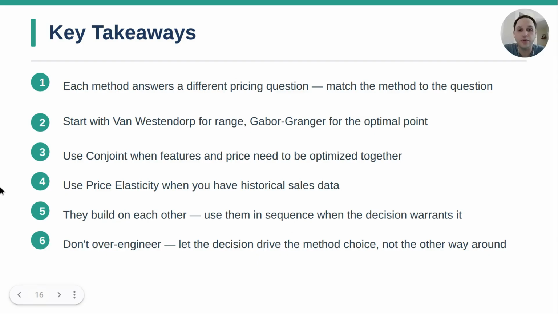6 things to take with you. Each method answers a different pricing question. Always let the question drive the method choice. For range, start with Van Westendorp. For the revenue optimal point, follow with Gabor-Granger. When features and price need to be optimized together, use conjoint. When you have historical sales data, use price elasticity. It's behavioral, not stated intent.